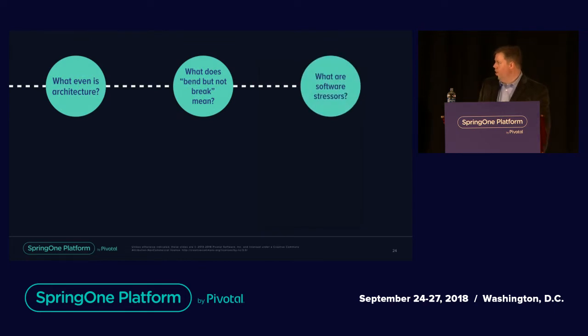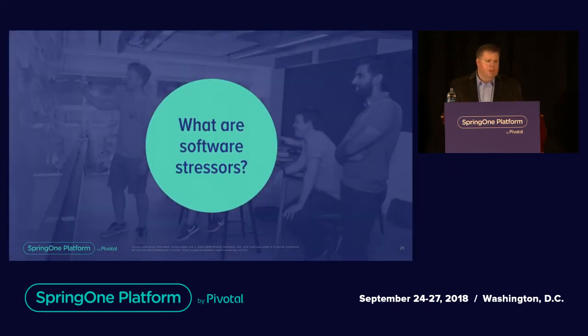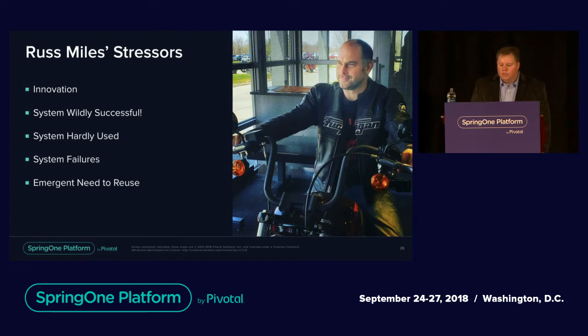So what kind of stress does software have? Fairly obvious things, right? Another friend of mine, Russ Miles, put together a list of five. Some of these are more obvious than others, but basically change. So innovation: we want to drive things forward, we want to make things better, we have to change the software in order to do that. The system is wildly successful, we have way more users than we thought we were going to have, and so we have to make the system able to handle more, we have to increase its capacity. The opposite of that, nobody really uses the system, and so we have to reduce capacity, so there's still change there.